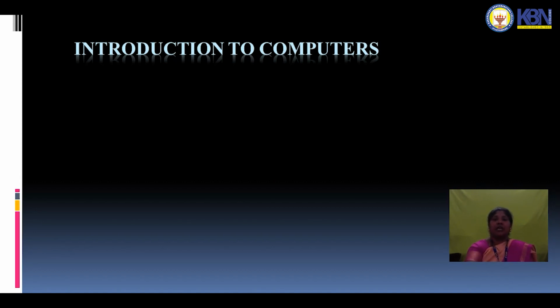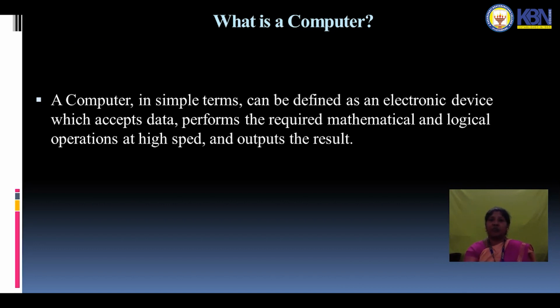Now see what the definition of a computer is. A computer, in simple terms, can be defined as an electronic device which accepts data, performs the required mathematical and logical operations at high speed and outputs the result. So simply we can say whatever you are giving, we call it an input. The computer will process that input data and it gives the result. We call it output data.